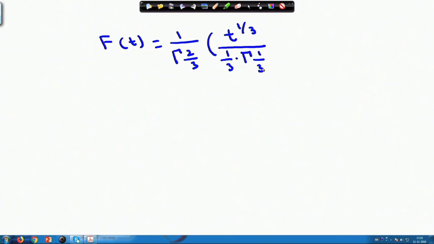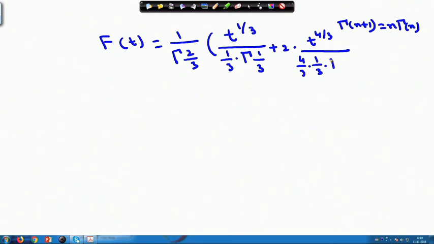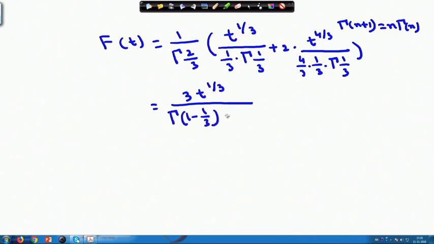because gamma(n+1) equals n gamma(n), we know it, we are using this property, plus 2 into t to the power 4/3 divided by (4/3) into (1/3) into gamma(1/3). So, this again if you simplify, it will become 3 into t to the power 1/3 by gamma(1 minus 1/3) into gamma(1/3) into (1 plus 3/2 into t).